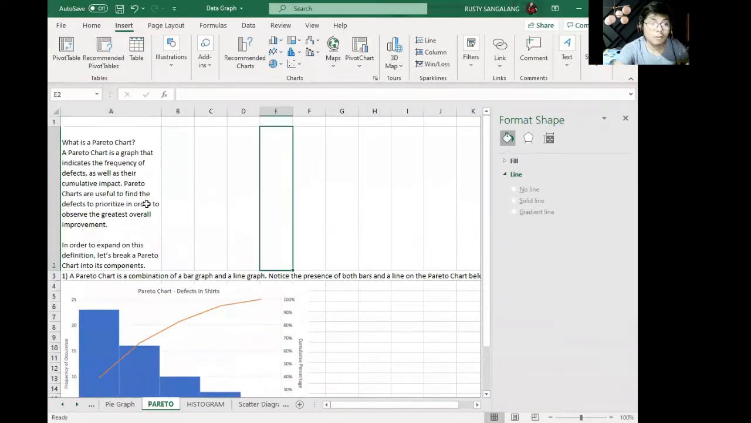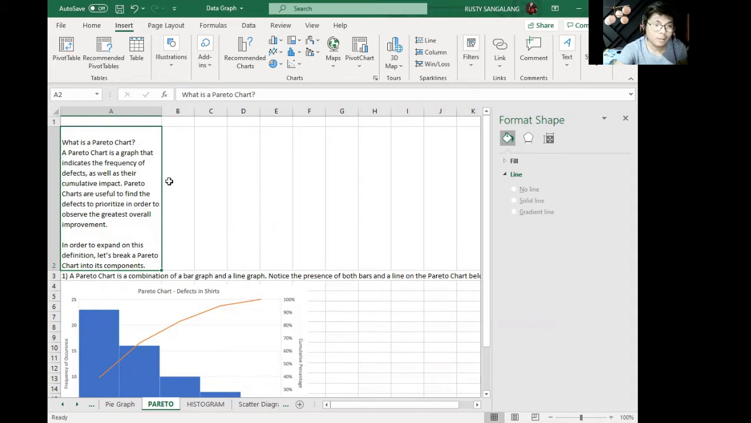Okay, we will now proceed to our Pareto chart or Pareto diagram. Alam ko naman na discuss na rin ito sa inyo. So, a Pareto chart is a graph that indicates the frequency of defects as well as their cumulative impact. Pareto charts are useful to find the defects to prioritize in order to observe the greatest overall improvement.